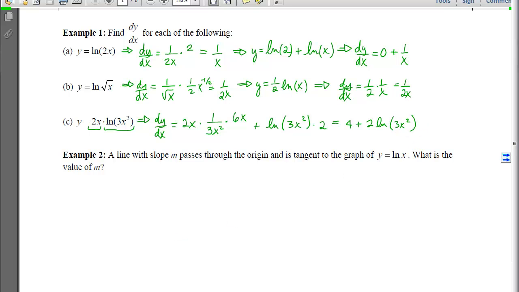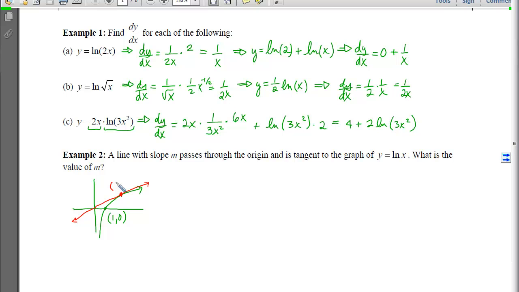With example 2, we have a line with slope m that passes through the origin and is tangent to the graph of ln of x. So I can draw my ln of x, which crosses through the point (1, 0) and has an asymptote here. Notice that it doesn't pass through the origin at all. So we're looking for another point on the curve that will create a tangent line that passes through the origin.